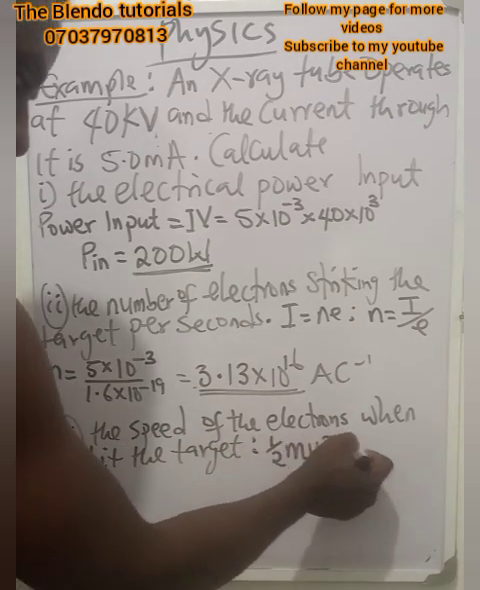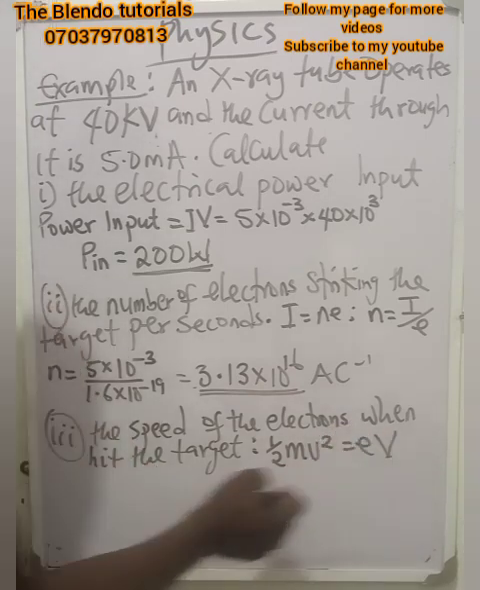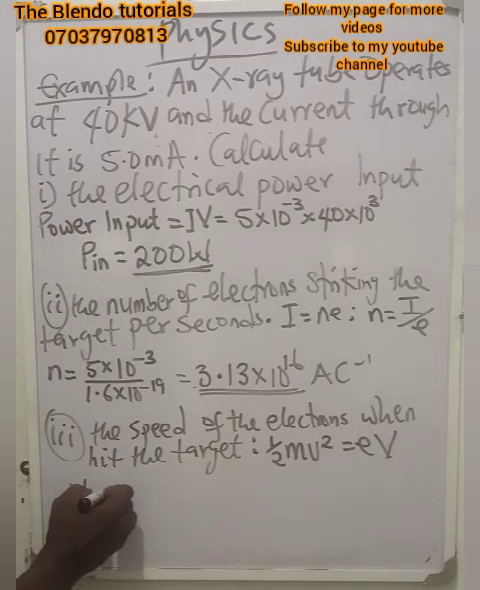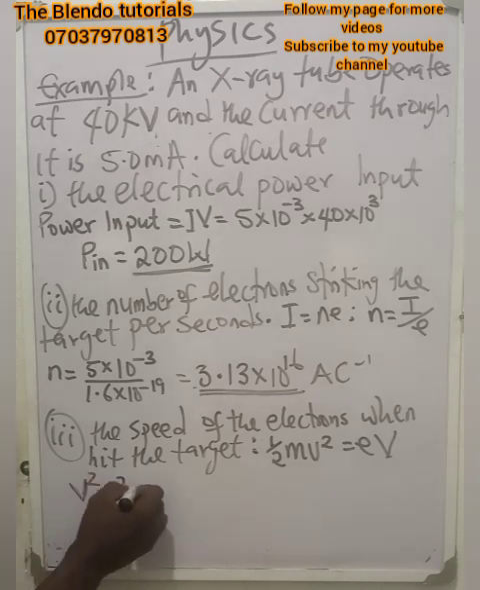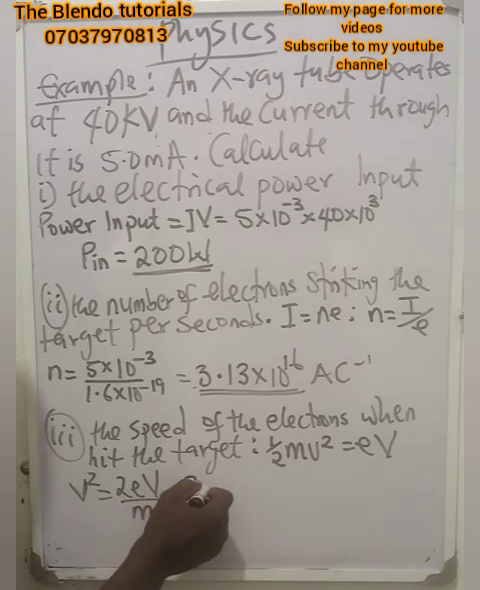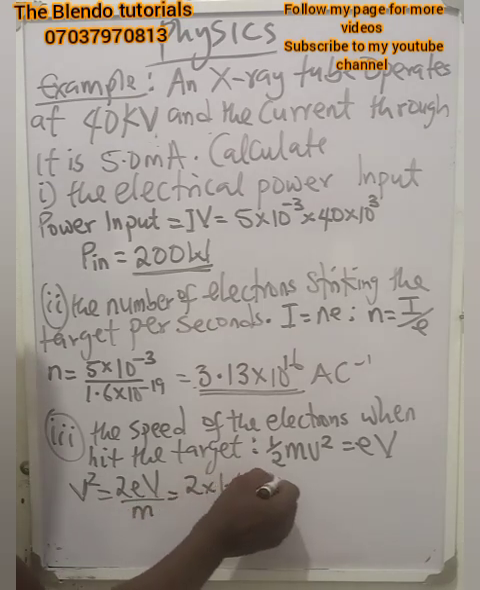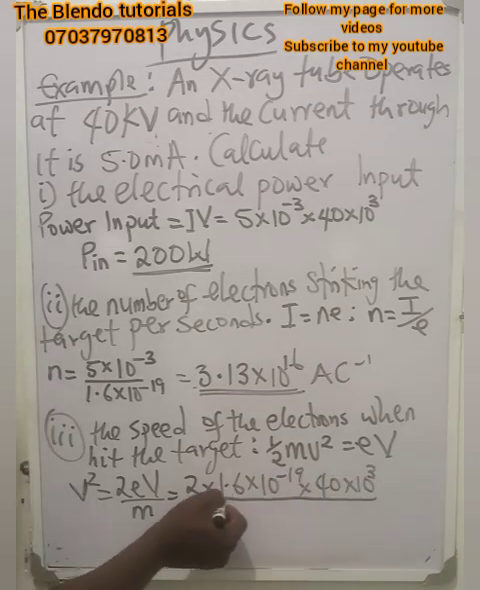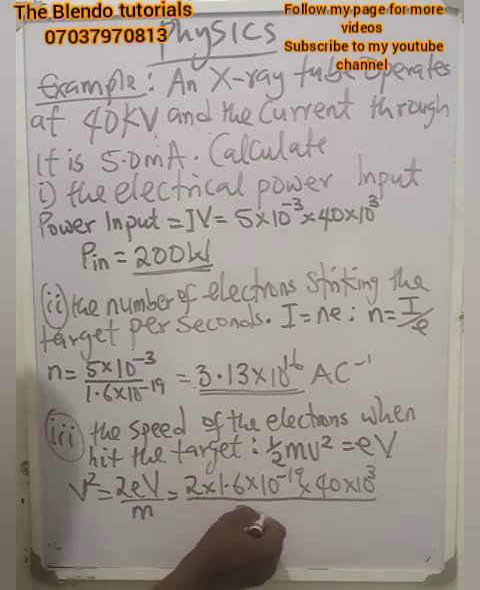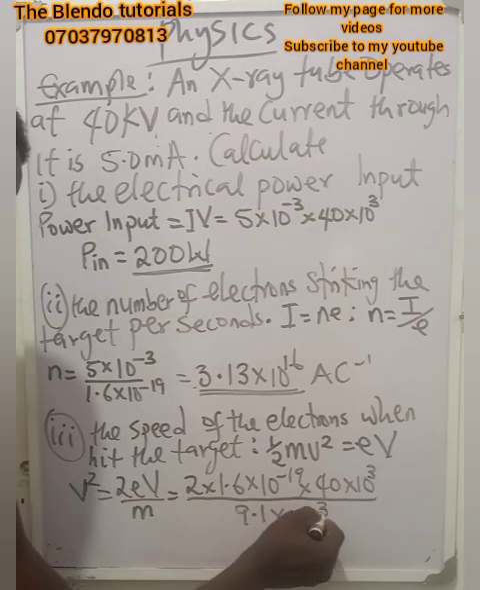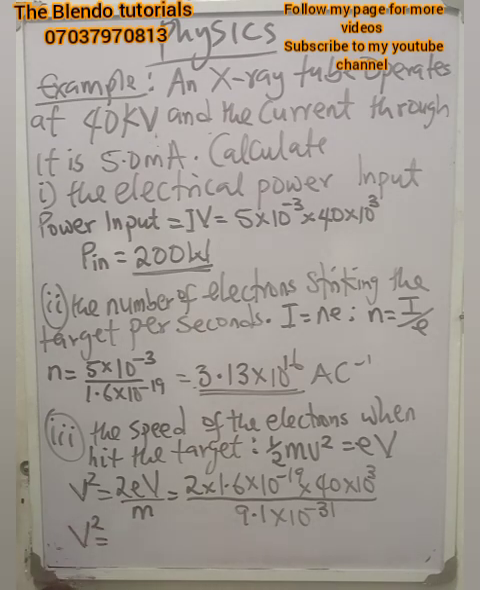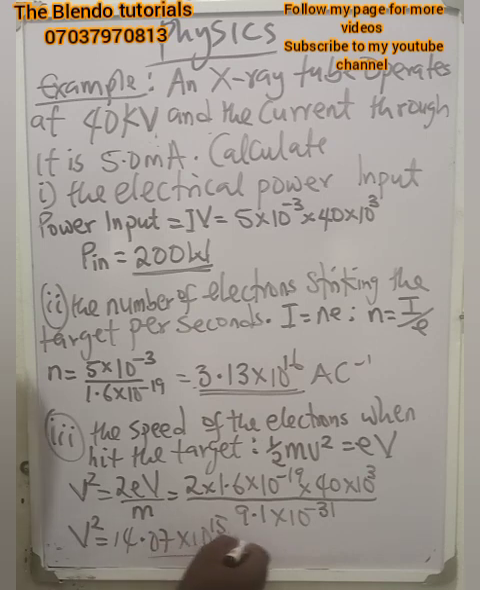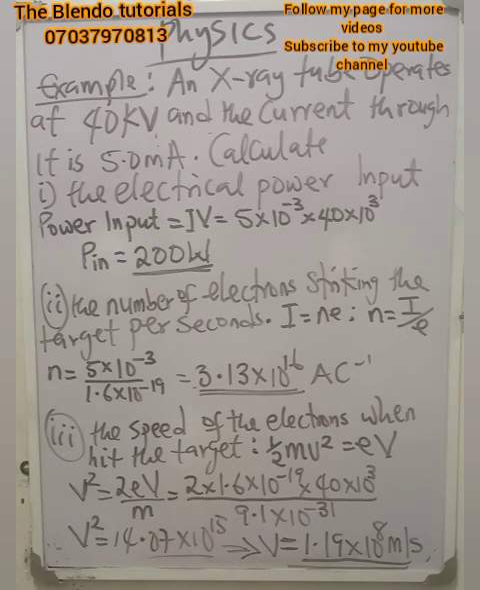Then the speed of the electrons when they hit the target: half mv squared is equal to eV, the work done by the electron. We get the formula from the work done by the electron, that's the second case. So half mv squared is equal to eV, where small v is velocity while capital V is voltage. Making v squared the subject, we have 2eV over m, and m is a constant, 9.1 times 10 raised to the power minus 31, the mass of the electron.